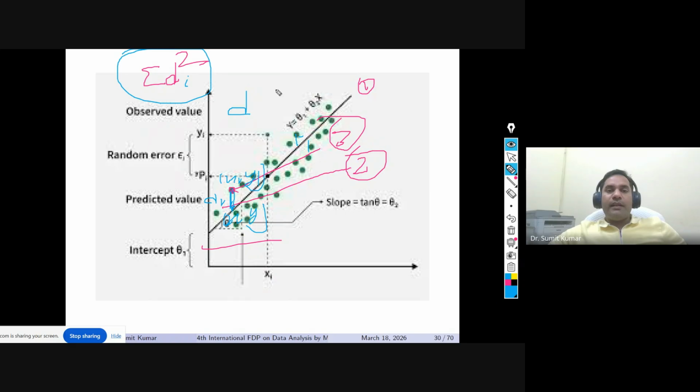So this summation d square, that's why we call it the least square method. For which line this d square is minimum, that will be your best fitted line. I hope you have understood this.